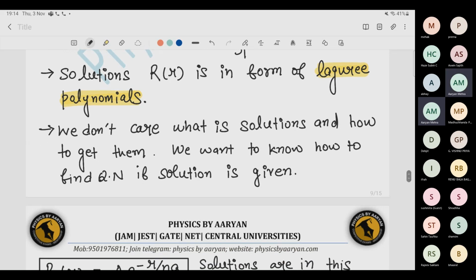Sir, is it important to know all the solutions of these polynomials also? No, you don't need to know anything about this. You only need to know where they come. That's everything. We don't care what these radial part solutions are, how to derive them or how to do them. We only want to know, if I have a solution, how to play with that, because this is what you need.